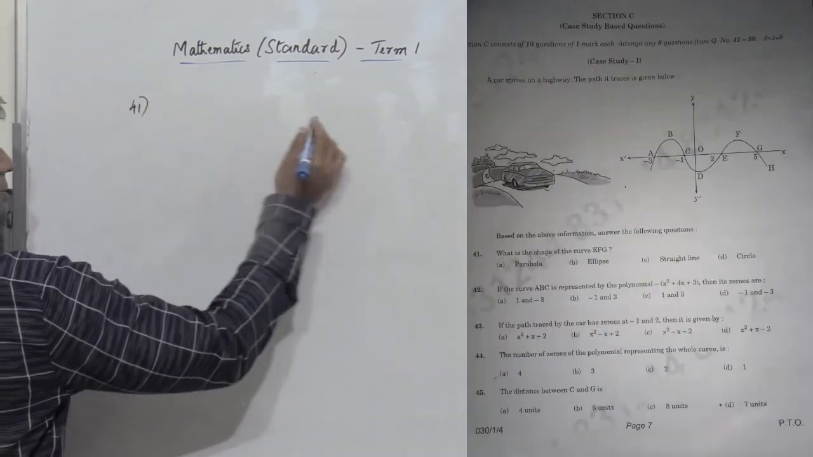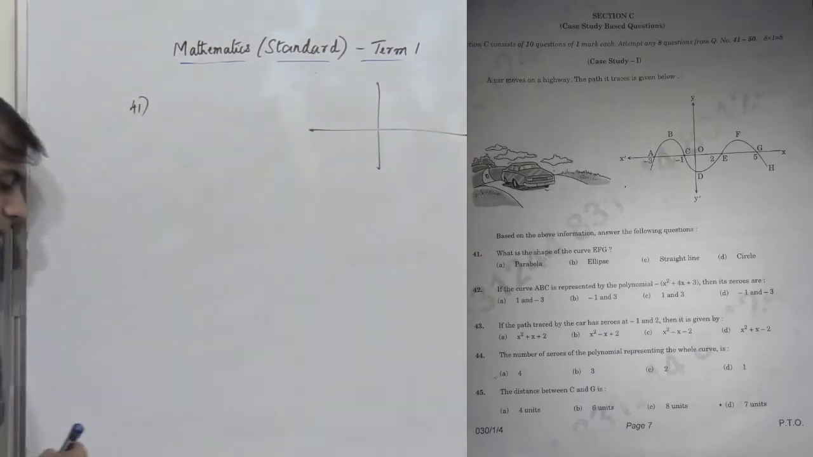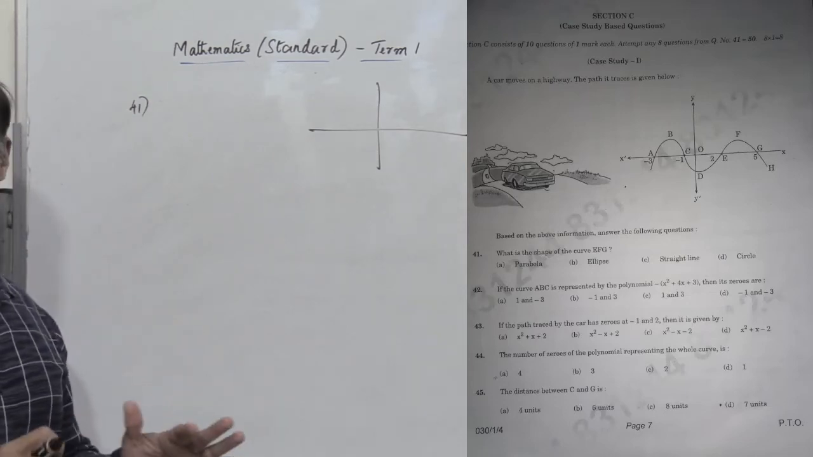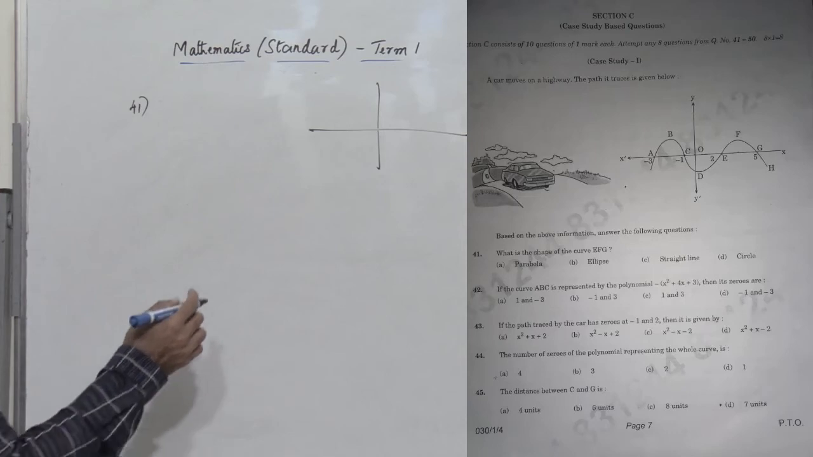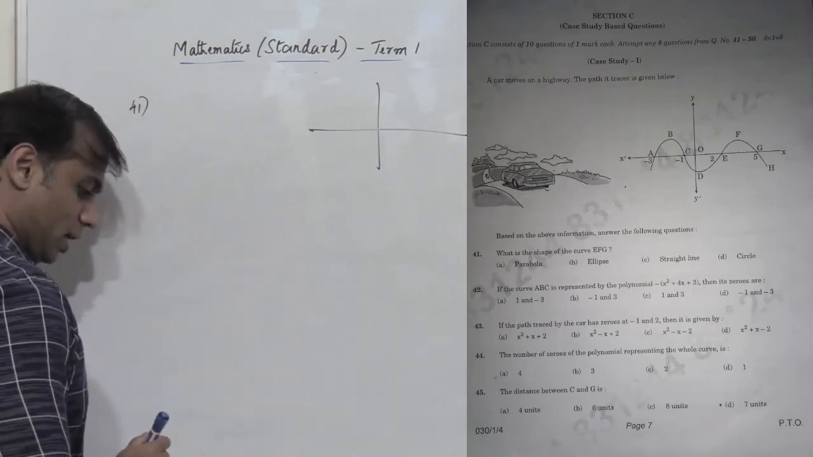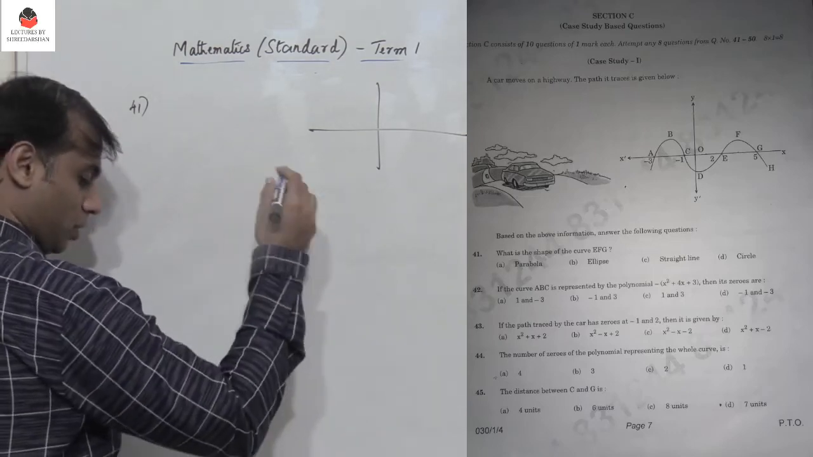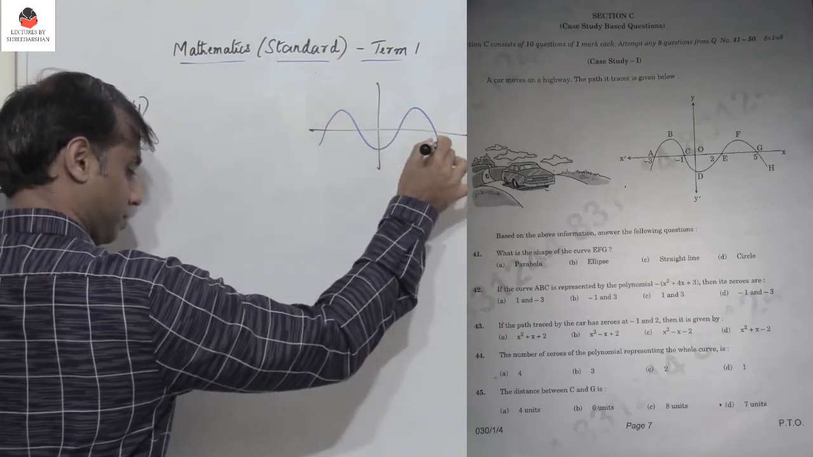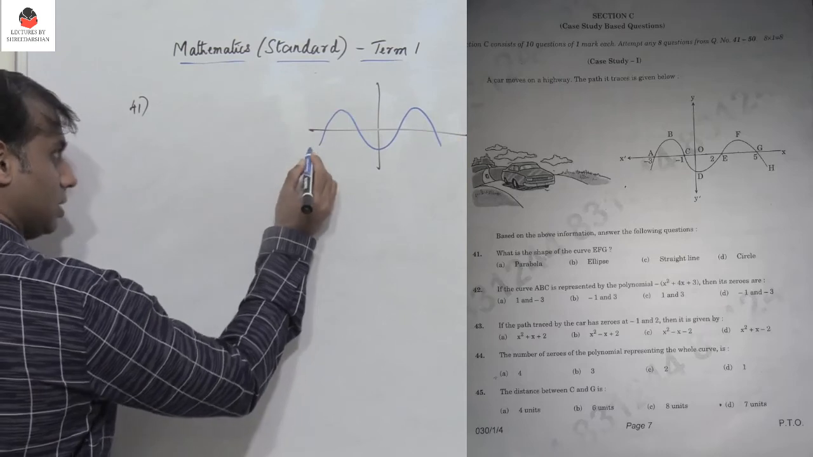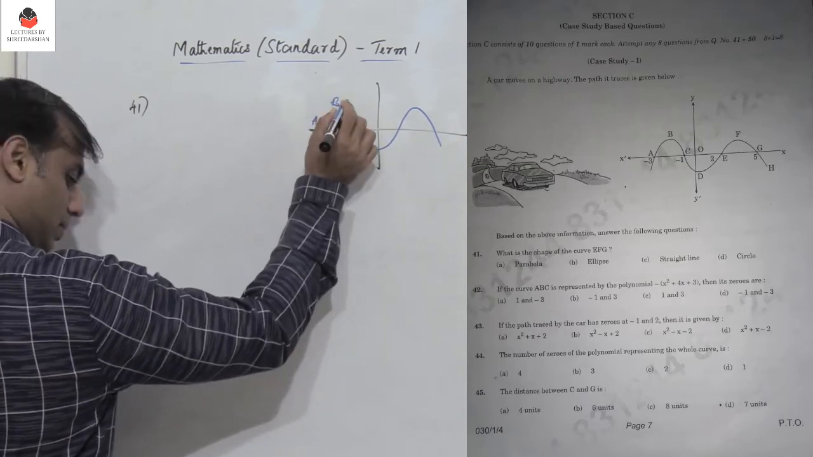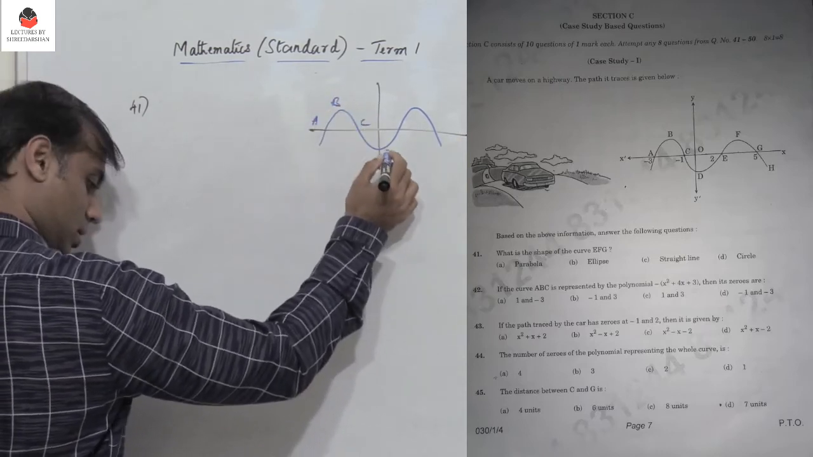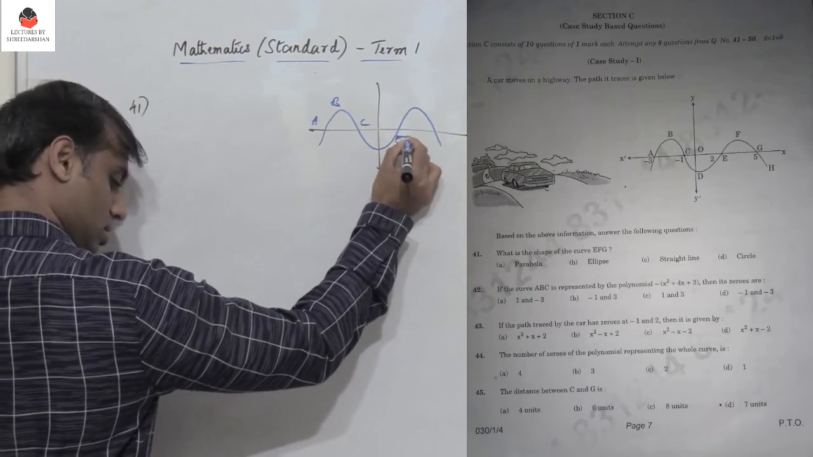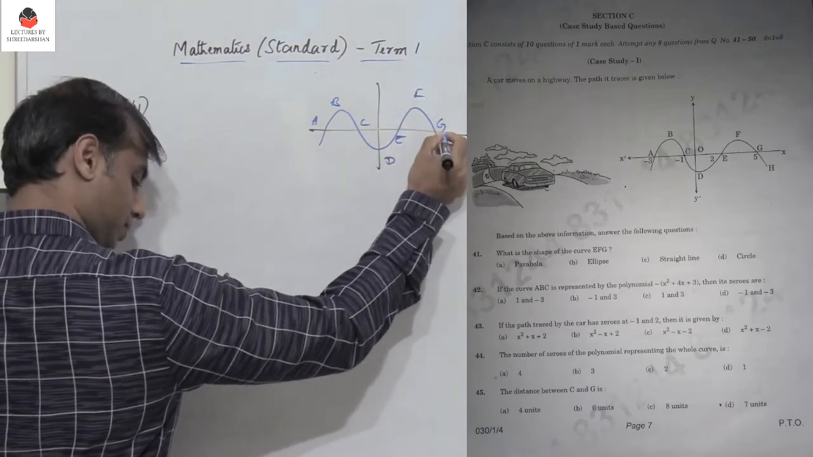Question 41, we have a graph like this. So actually both the questions, the competency based questions, that is 41 to 50, are very simple. So it's actually a cakewalk for all of you to get all the marks from 41 to 50. So I have a graph like this. And we find that this is A, B, and then you have C, D, E, F, and G.